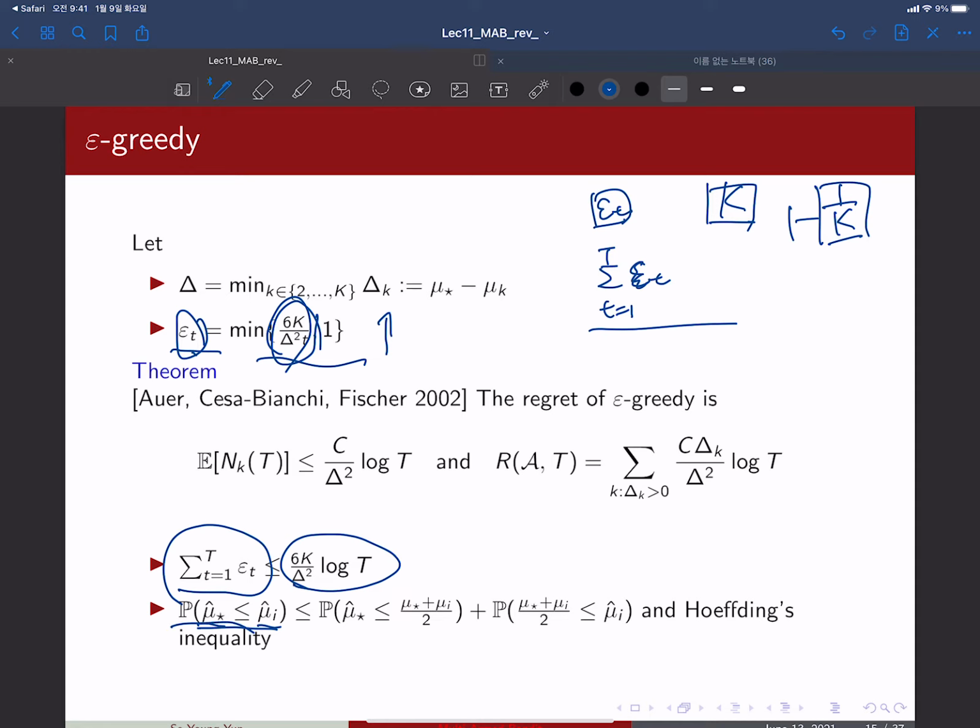So this one is another regret upper bound due to arm i, and we need to sum up the probability that mu hat star is less than or equal to mu hat i for all i not equal to the best arm. And of course we have to do this for every time t.